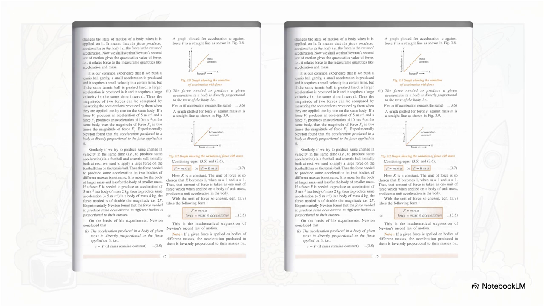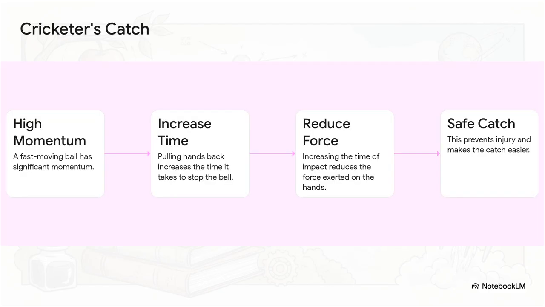And the graph on the right shows that if you want to make 2 different objects accelerate at the same rate, you're going to have to push the heavier, more massive one a lot harder. It's literally the physics of why it's easier to push a bicycle than a car. And here is a fantastic real-world example of this law in action.